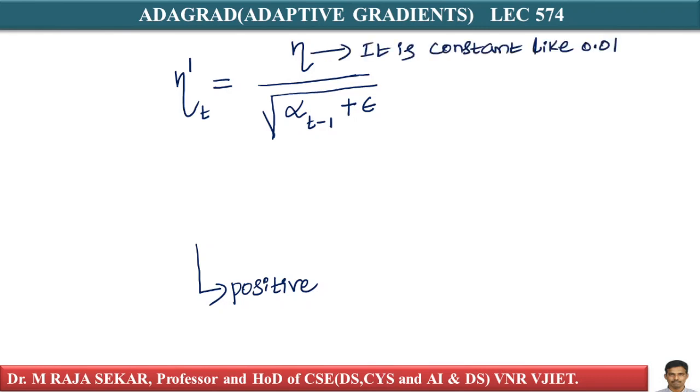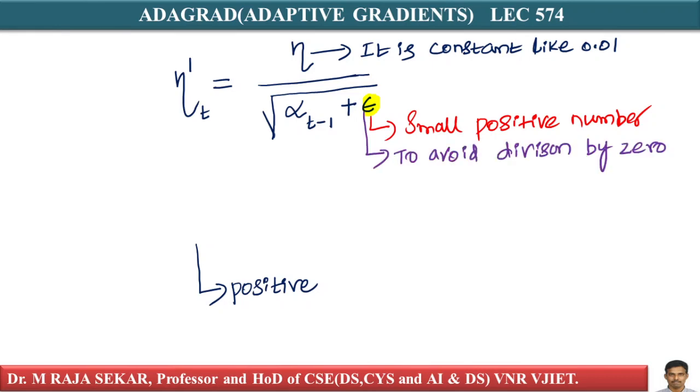Let me say your eta is like 0.01. What is this epsilon? This epsilon is a small positive number, like 10 power minus 4. Let's assume if alpha t minus 1 is 0, you don't want to have division by 0, isn't it?